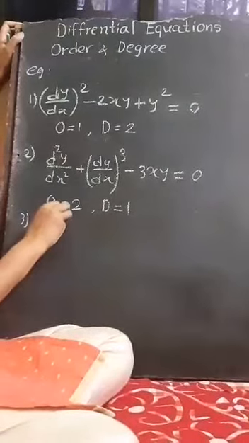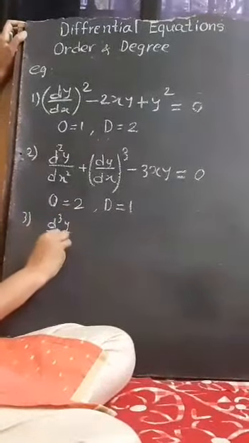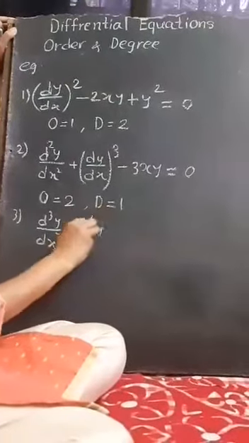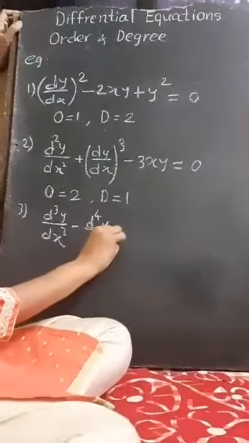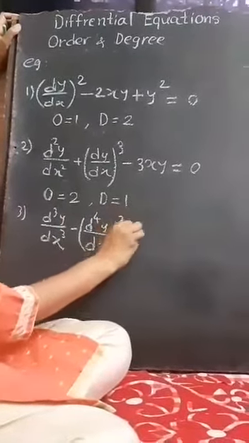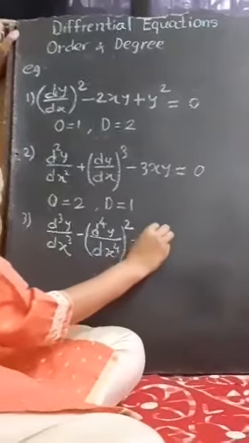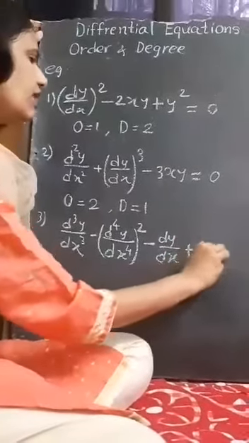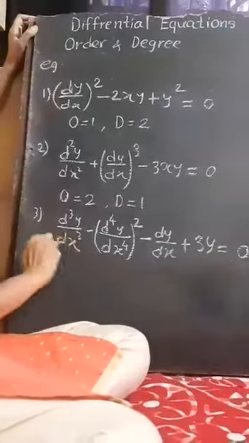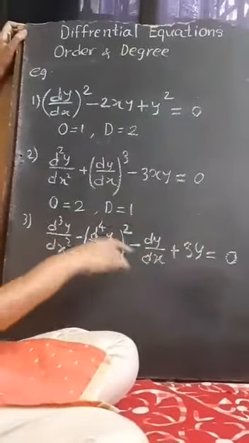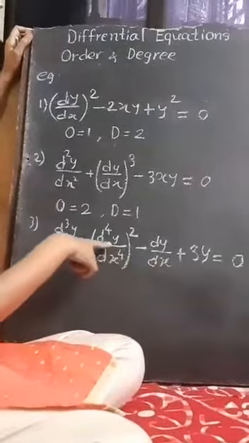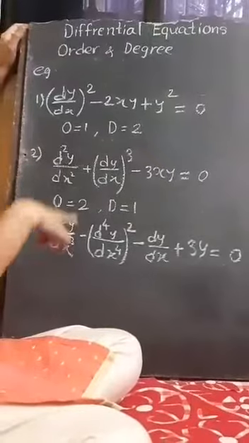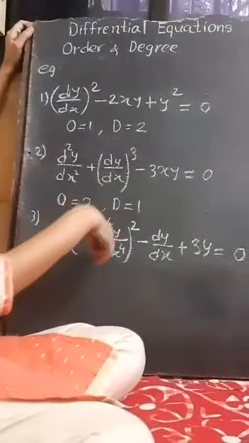Suppose it is d cube y by dx cube minus d raised to 4 y by dx raised to 4 whole square minus dy by dx plus 3y equal to 0. Then many derivatives are present in this differential equation. This is dy by dx, this is d raised to 4 y by dx raised to 4, this is d cube y by dx cube. What is the highest order derivative? It is d raised to 4 y by dx raised to 4.